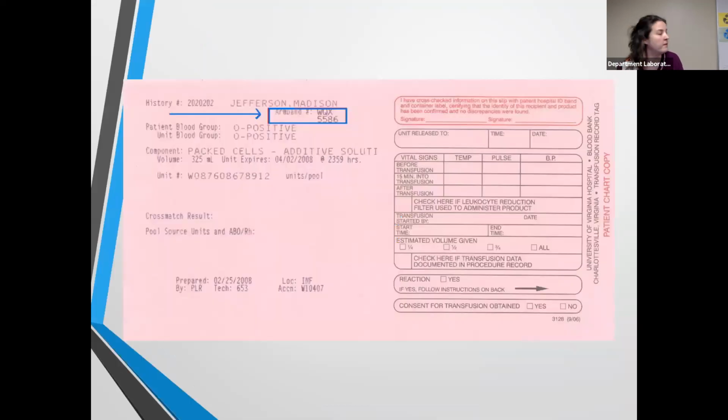Your transfusion slips are always going to be in duplicate. Blood bank will keep one of these, and the other will, of course, be attached to the unit to go up to the floor. This is kind of an outdated one.